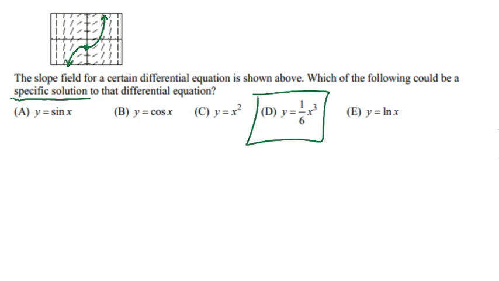Okay, notice that this is y equals 1/6 x cubed. This is not dy/dx. Okay, dy/dx would be something in terms of x squared, right? Because it's always positive. Those tick marks always have positive slope.